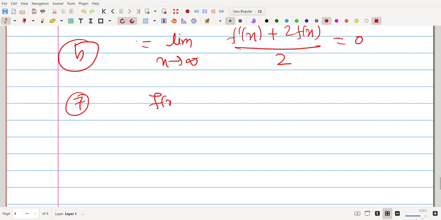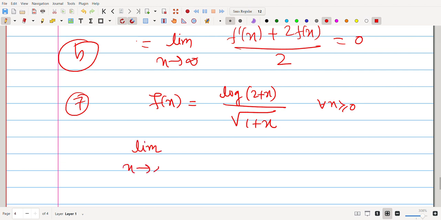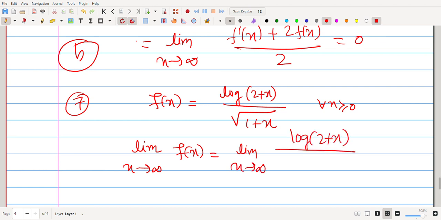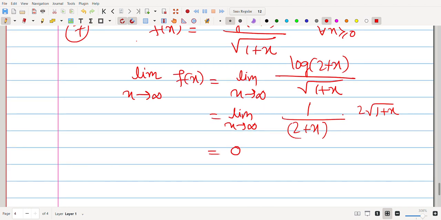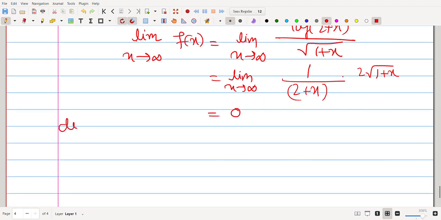Now problem number 7. f(x) equals log((2 + x) by root over (1 + x)) for x greater than or equal to 0. Then the limit as x tends to infinity of f(x) equals the limit of log((2 + x) by root over (1 + x)), which by L'Hopital is 1 by (2 + x) times 2 root x by 1, which is 0. That means the limit is 0. Now define a sequence b_n equal to the integral from n minus 1 to n of f(t) dt.